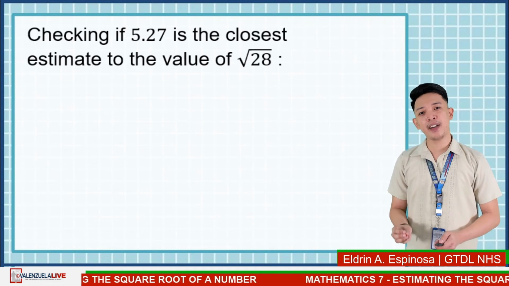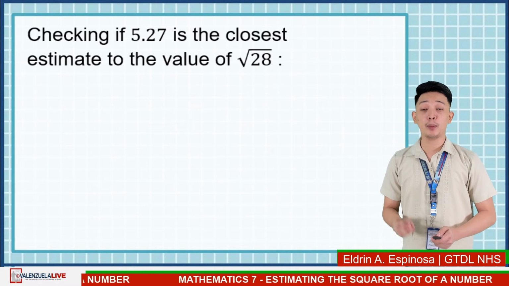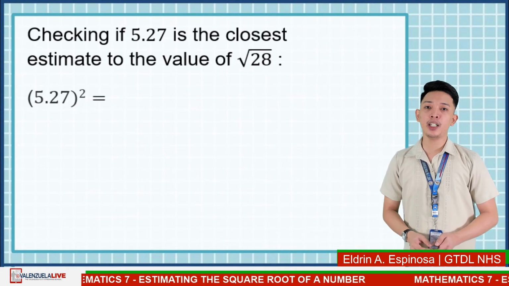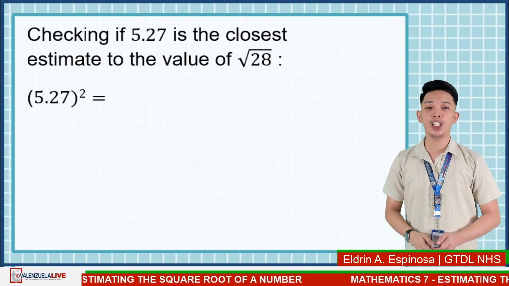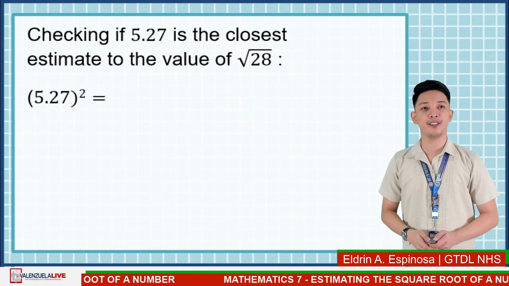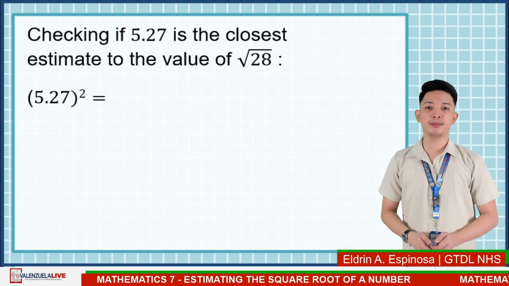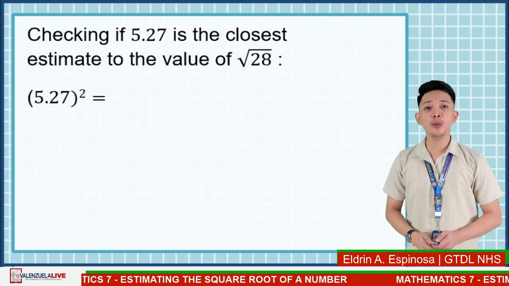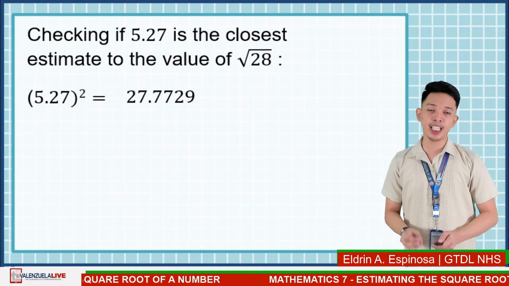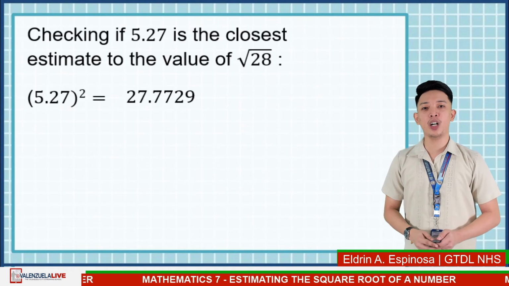So checking if 5 and 27 hundredths is the closest estimate to the value of square root of 28. We have the square of 5 and 27 hundredths. Try to multiply 5 and 27 hundredths by itself. What is its product? Very good. We will obtain 27 and 7,729 10,000ths.